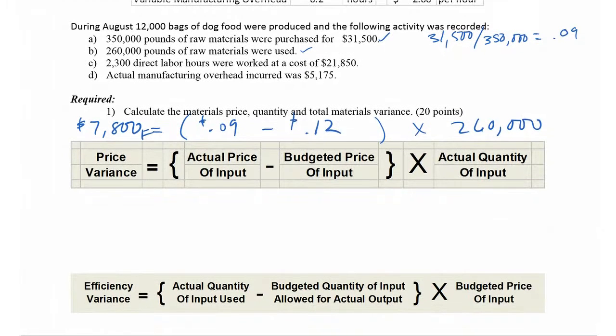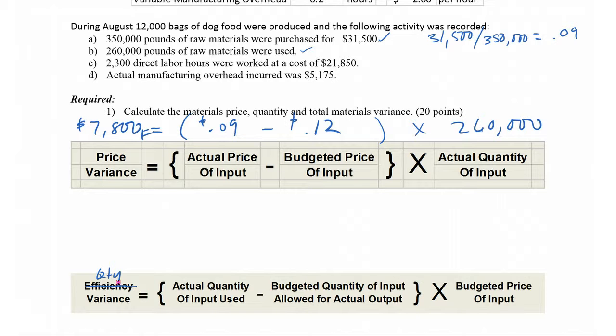All right, now let's look at this one. I think your book calls this a quantity variance. Sometimes it's referred to as an efficiency variance. In fact, when we turn around and do it with labor, we call it an efficiency variance. It's the same calculation, though.